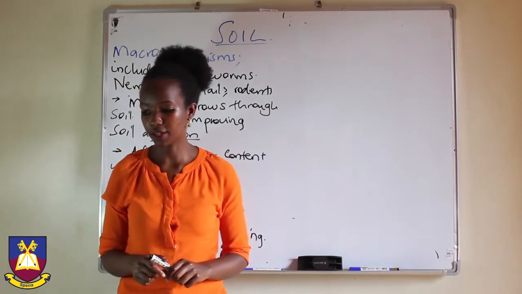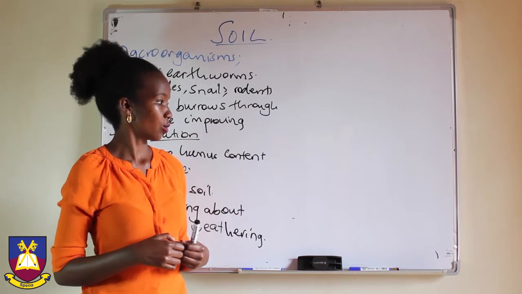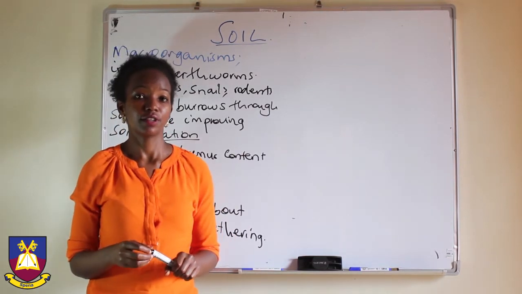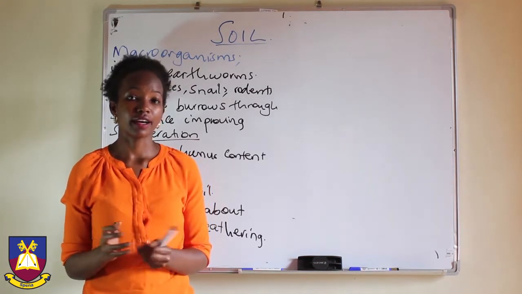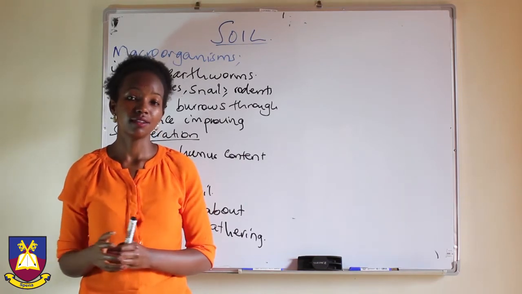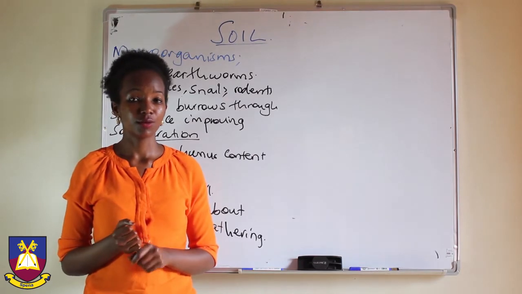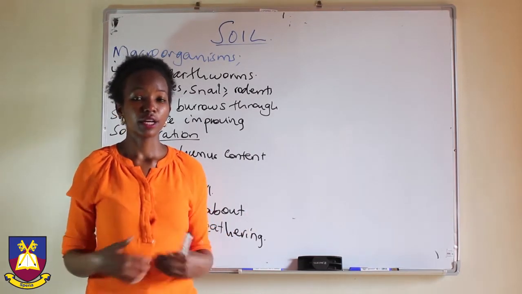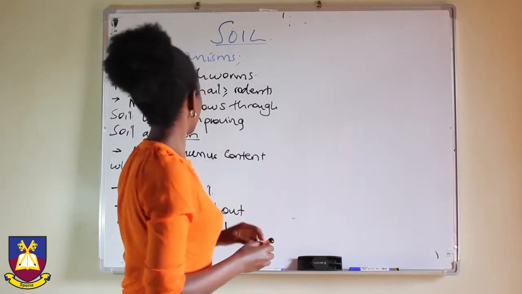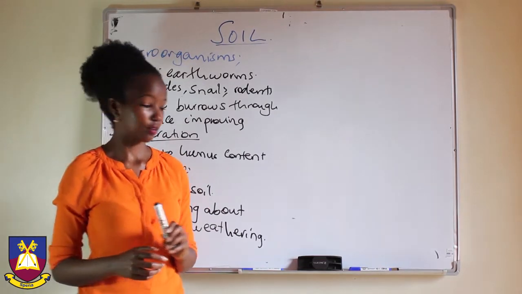Okay, those are some of the importances of these organisms, but they also bring about decay of organisms, some of them. For example, some large fungi that live within soil feed on that decaying matter because fungi feed on decaying matter, and in that way they bring about recycling of materials. So that's about the macroorganisms, and now we're going to look at another component of soil.